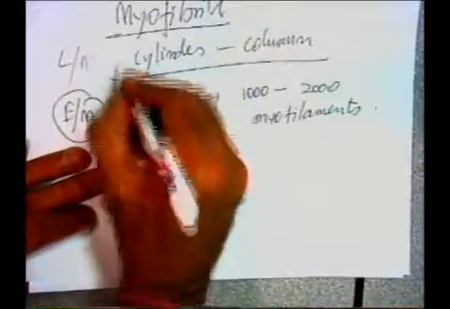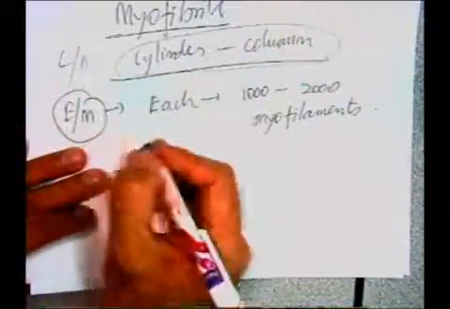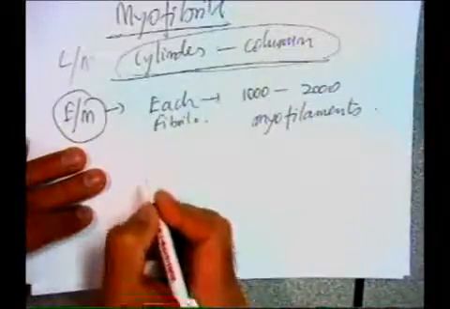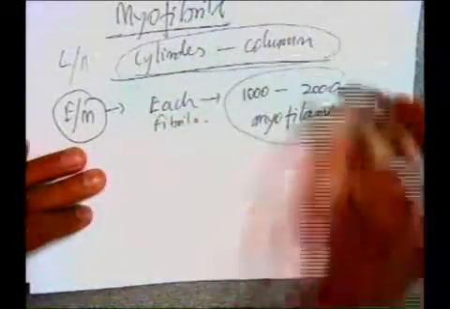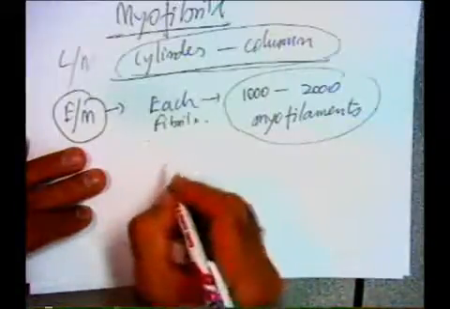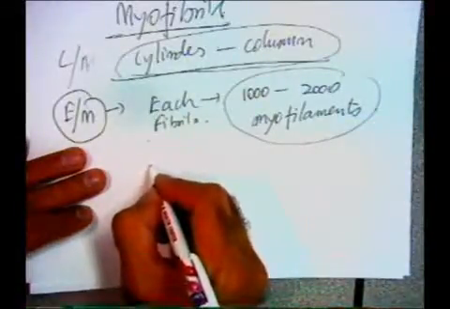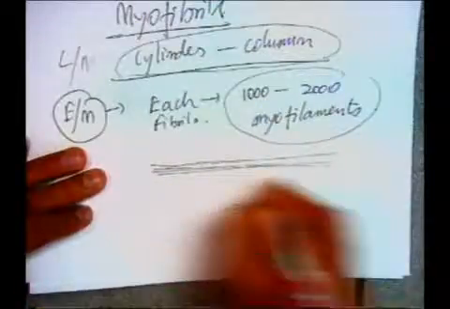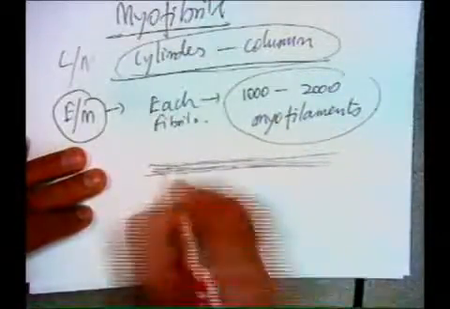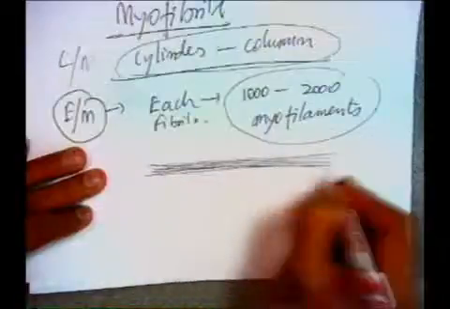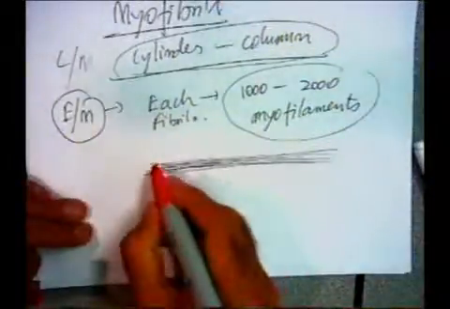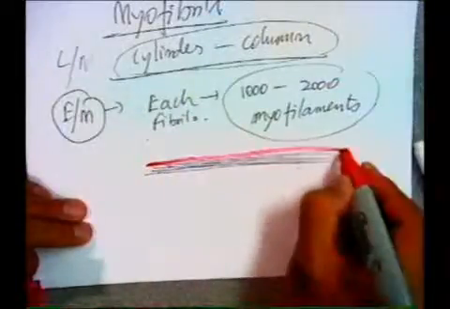So it looks like a cylindrical column, but in each fibril you have thousands of myofilaments. Something like this is a myofibril, right? I'm just writing it. These are the myofibrils. Imagine thousands and thousands are present in that. And then it is one myofibril, just marked with red.